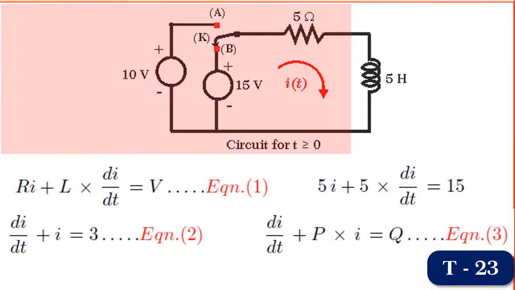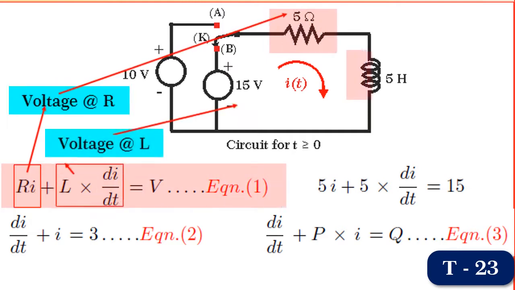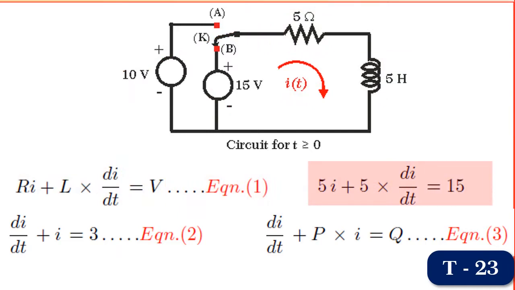Now, we move to the next status for t greater than or equal to 0. The switch K is changed over to position B at t is equal to 0. For t greater than or equal to 0, the system equation can be written as R into I plus L into di by dt is equal to V. Let it be equation 1. By substituting the values of R, L and V and rearranging the equation in the standard form of ODE, we get di by dt plus I is equal to 3. Let it be equation 2.